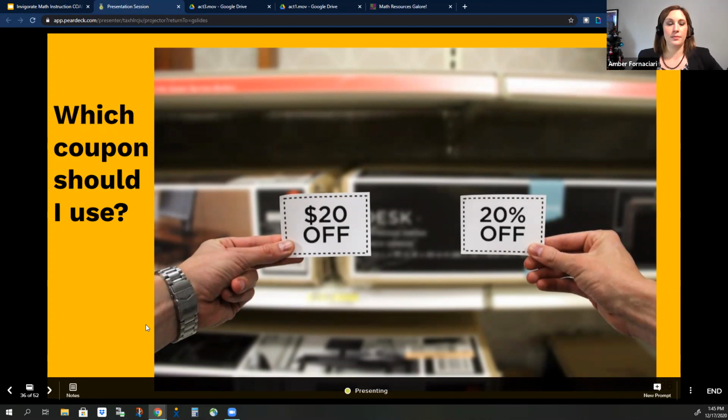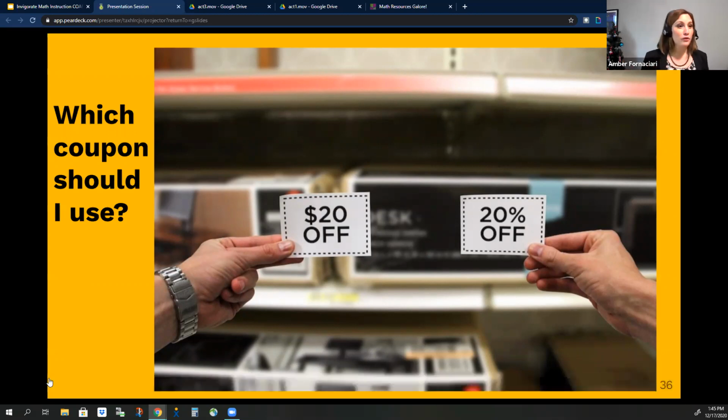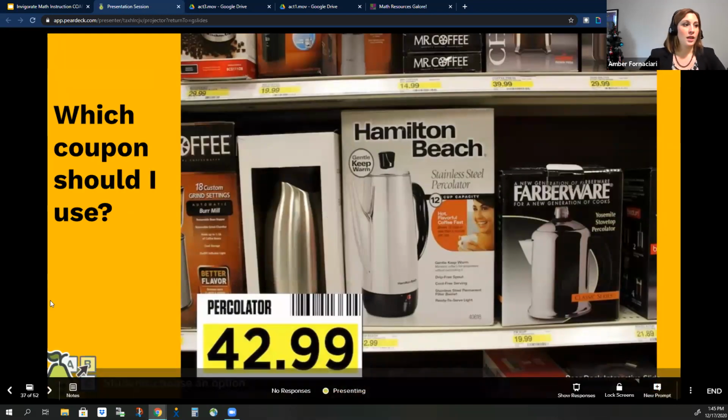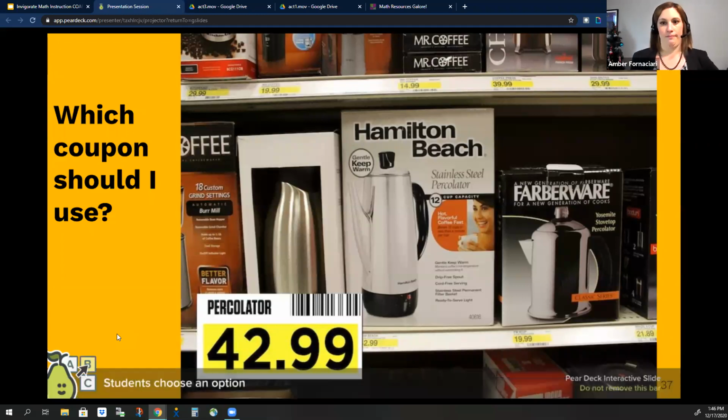Yep. And most of you will say, well, Amber, it depends. But my students don't. My students tell me they have a feeling one way or the other right off the bat. Now, what if I tell you this? I kind of laugh every time I say percolator, because that sounds like a word my grandmother uses, but this one's kind of funny to me. So which coupon would you use? 20% off or $20 off?